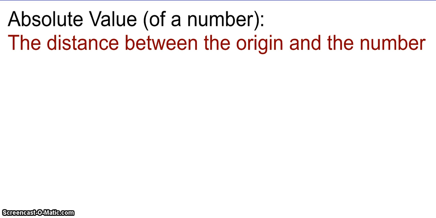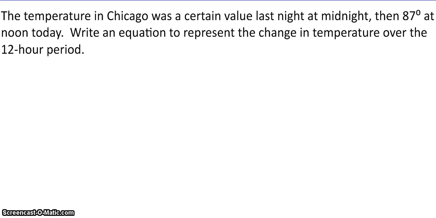Key word here is the word distance. That's why, another thing we think of whenever we hear absolute value, is that it's always positive. Well, that's because it's referring to a distance. So now let's talk about a few examples.